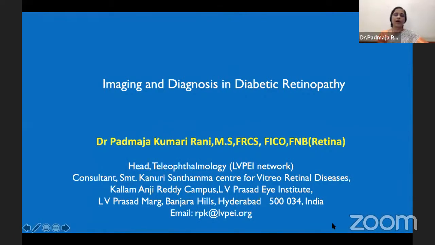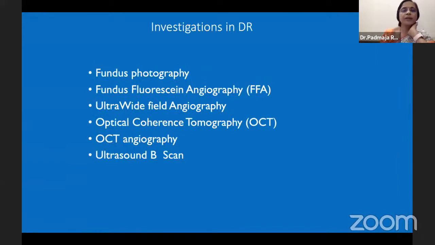Yeah. So I'll just talk about what are the important ocular investigations that we do in diabetic retinopathy. The important investigation is fundus photography. That is the most cost effective way one can do diabetic retinopathy screening. And the investigations where an ophthalmologist would go further are fundus fluorescein angiography, ultra wide field, and OCT angiography, which is a non-invasive way of getting the information that FFA can provide, OCT and OCT angiography, and ultrasound B scan.